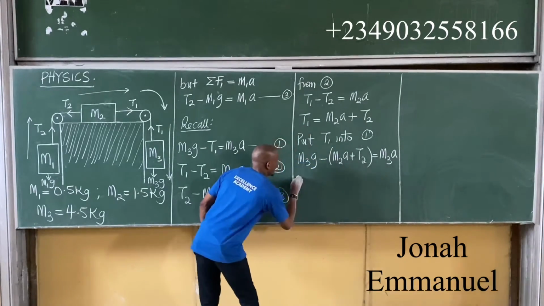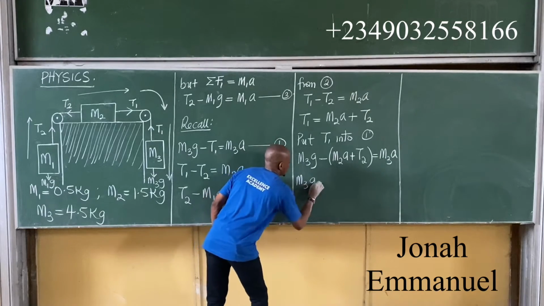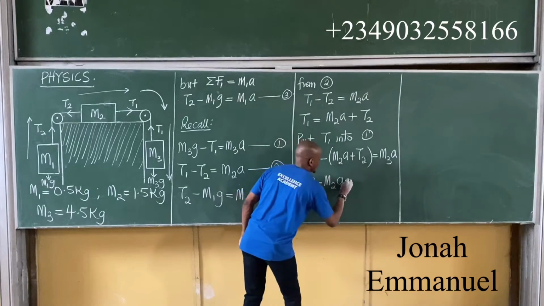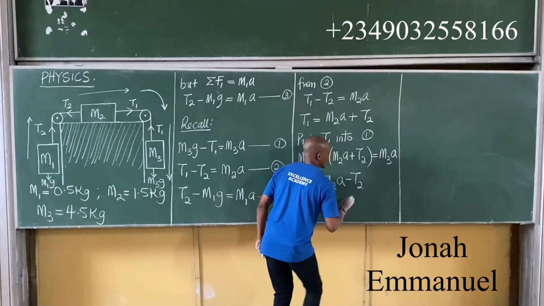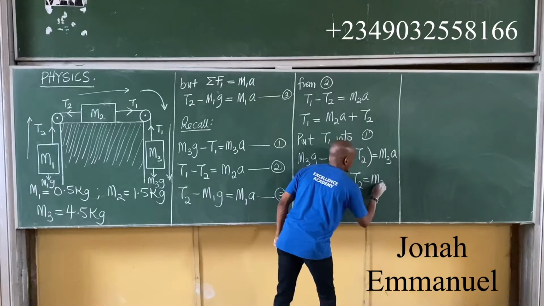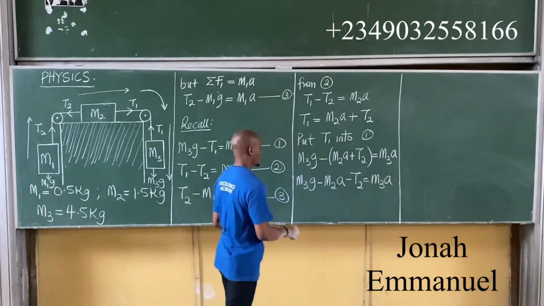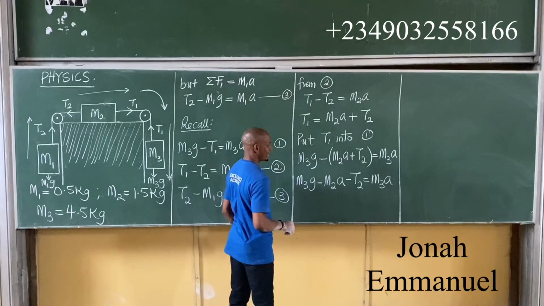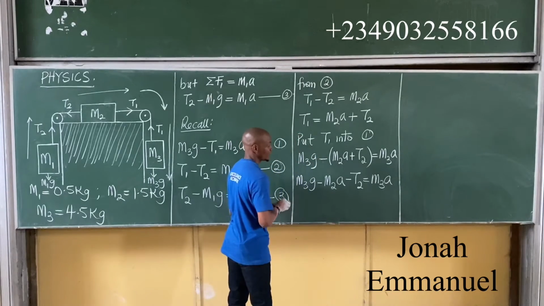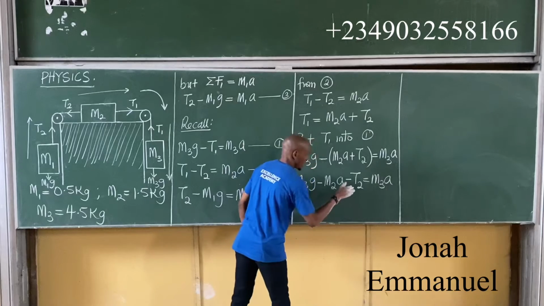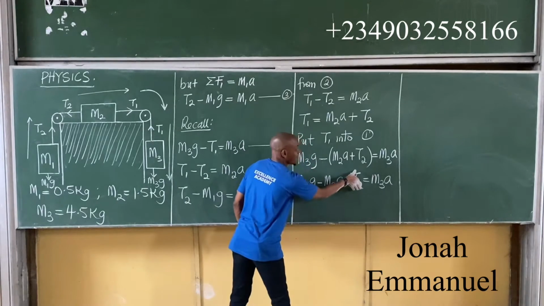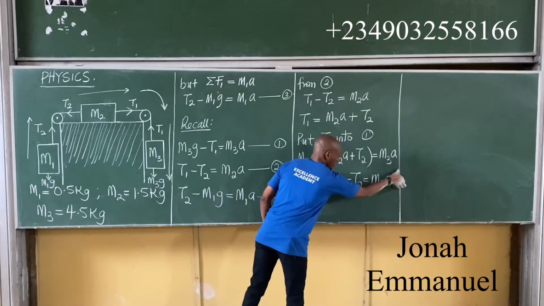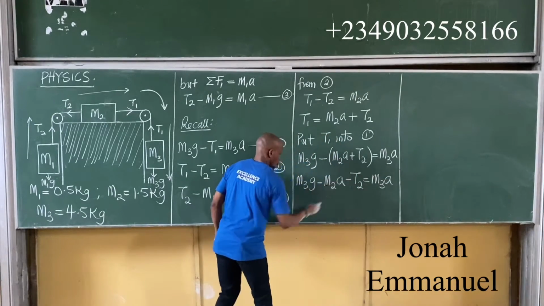Expand this. I'm having M3G minus M2A minus T2 is equal to M3A. You can get T2 from here. Now look at this, let me make it easy. This is minus T2. Take it here, it becomes plus T2. Take this one here instead.